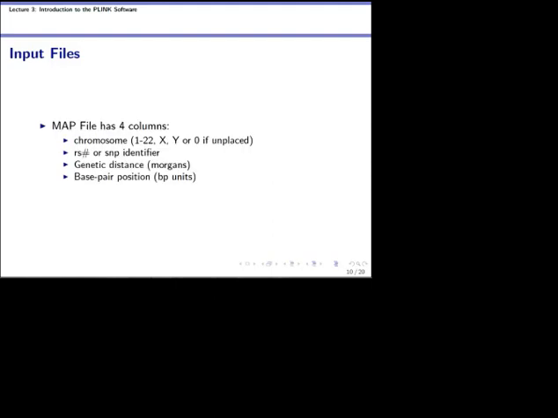So the map file has 4 columns. The first column is the chromosome, 1 through 22, X, Y, or 0 if unplaced. The RS is the SNP identifier. Then the genetic distance in Morgans. Most of the time, you're probably not going to have information about Morgans. You can just put 0 here and base their position on whatever human genome reference panel you're using. Okay. Based on whatever build.